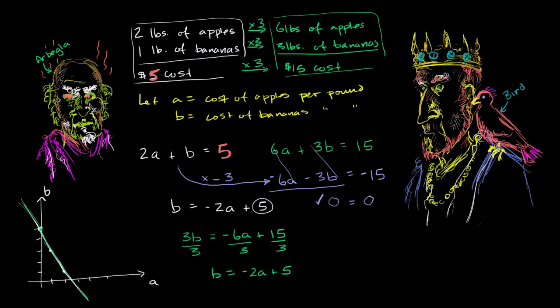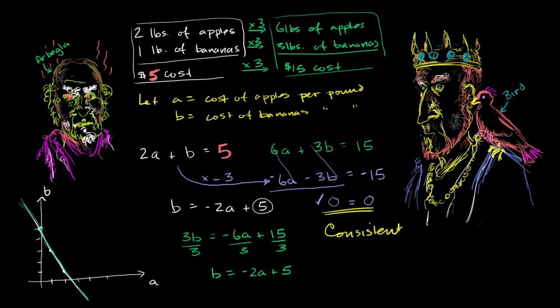So for any per pound prices of apples and bananas, if you buy exactly 3 times the number of apples, 3 times the number of bananas, and have 3 times the cost, that could be true for any prices. And so this is consistent. We can't say that Arbeegla is lying to us, but he's not giving us enough information. This is what we call a consistent system. It's consistent information. So let me write this down. This is consistent. 0 equals 0. There's no shadiness going on here, but it's not enough information.